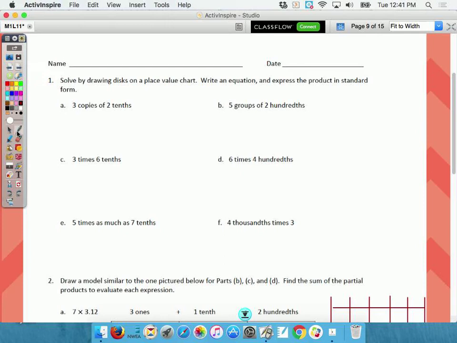Now it says solve by drawing discs. So you're going to have to draw discs on a place value chart, write an equation and express the product. Equation means the math problem, and product is the answer to multiplication. So let's start by writing the equation.